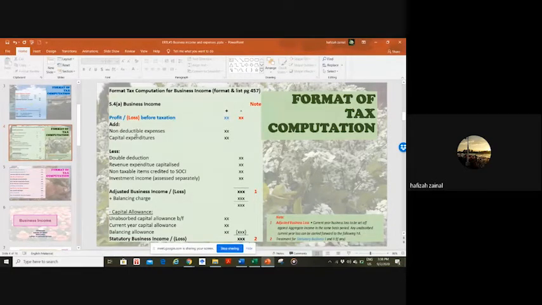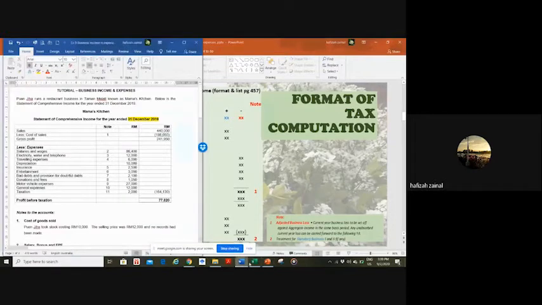So for today, we will do up until adjusted business income only. For the next class, we're still going to do exercises for business income. However, I will also include up to statutory business income. So these are the formats that you have to be familiar with when we talk about section 4A business income. Okay, let's move on to the question.